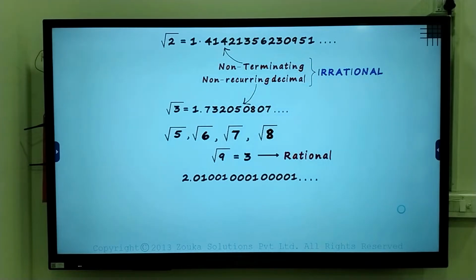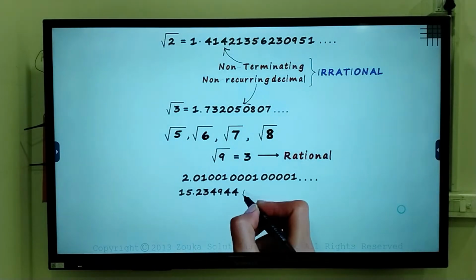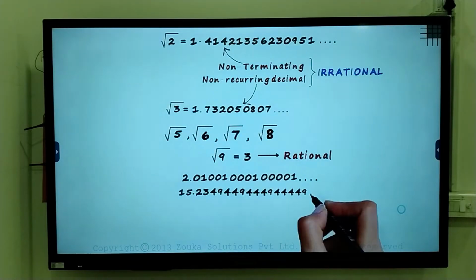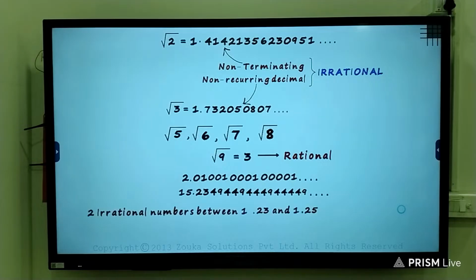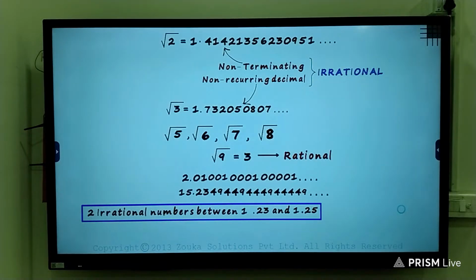You can even have a number like 15.2349, 449, 4449, 44449, and so on. This is also irrational as it is non-terminating and non-recurring. Where does this concept help us? Say you're asked to find 2 irrational numbers between 1.23 and 1.25.